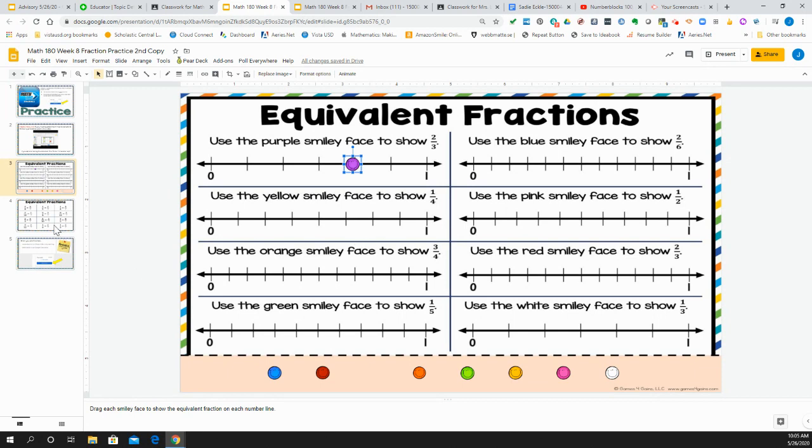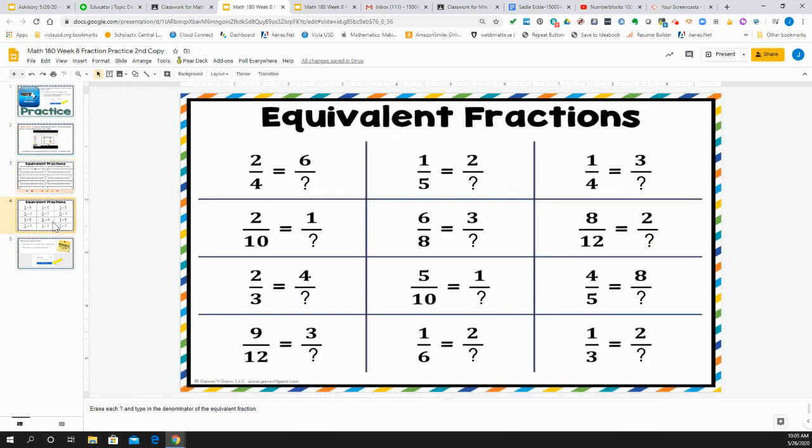All right, let's look at the 4th slide. So we had a set kind of like this last week, where they're giving you a fraction and you need to build the equivalent fraction. So again, I'm going to do the first one for you. So if I have 2/4 and I need to build it into 6 somethings, right? That's the question mark. This time it's in the denominator spot.